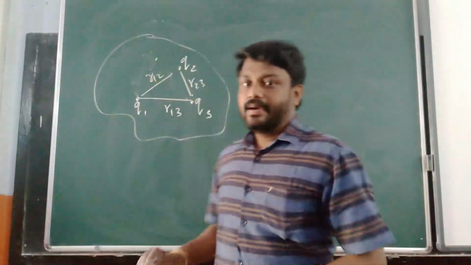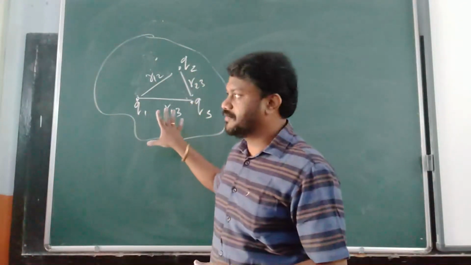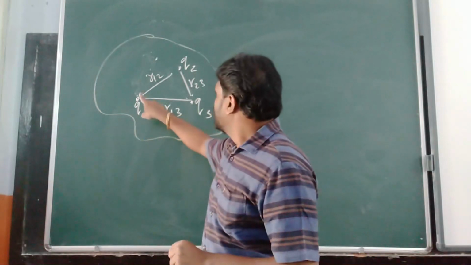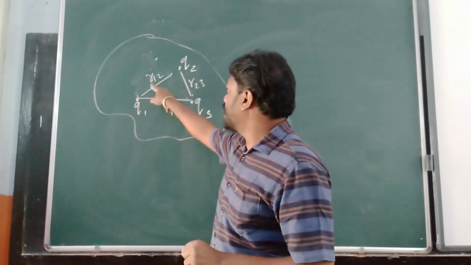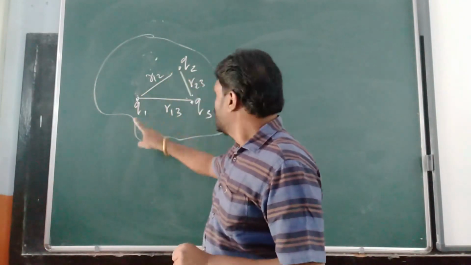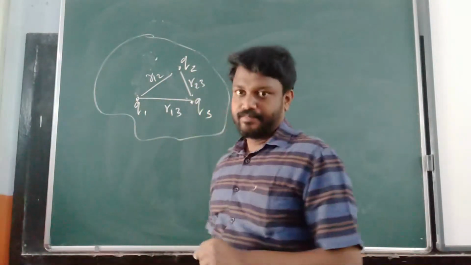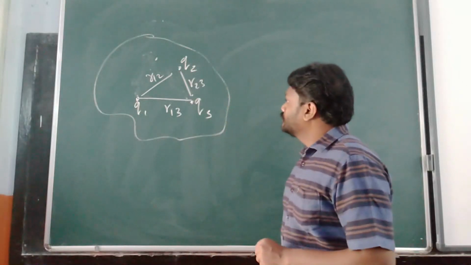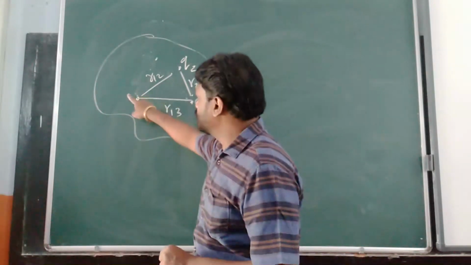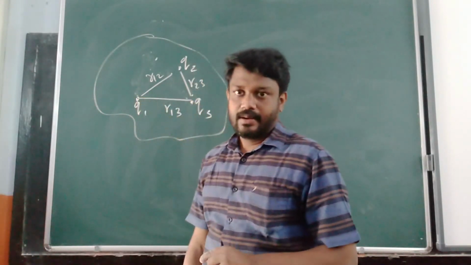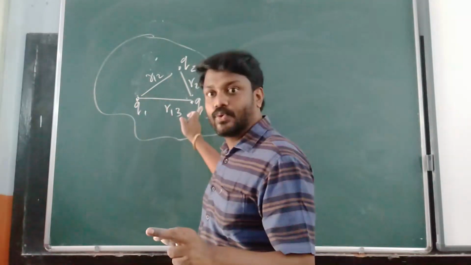Okay, here you see a system of three charges in a space: Q1, Q2 and Q3. They are separated by a distance R12 between Q1 and Q2, R13 between Q1 and Q3, and R23 between Q2 and Q3. Suppose we are finding out the total force acting on Q1. Q1 will be experiencing force due to Q2 and force due to Q3.